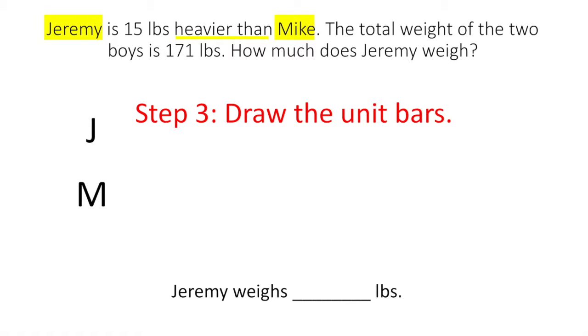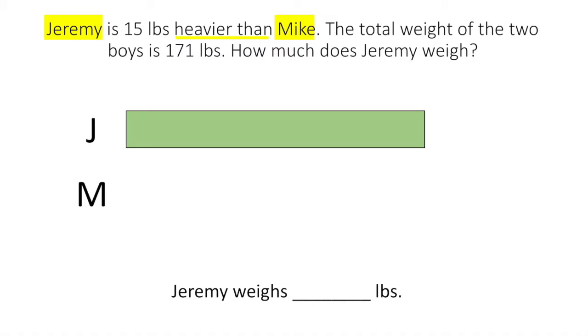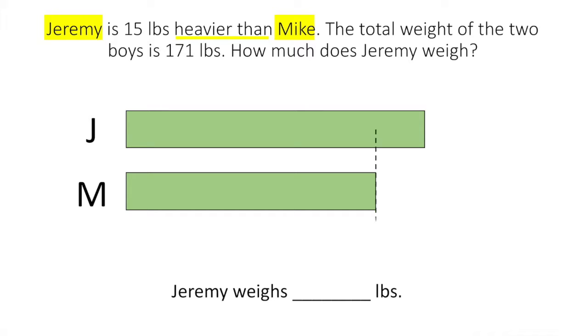Step 3 is to draw the unit bars. To do so, I want to read the information in the problem one line at a time, labeling as I go. I'll draw a bar to represent Jeremy, and since I'm told that he is 15 pounds heavier than Mike, I'll draw a shorter bar for Mike. I'll draw a dotted line coming up from the end of Mike's bar to illustrate and label how much heavier Jeremy is than Mike. The first sentence of the problem states that Jeremy's 15 pounds heavier, so I'll label this on my bar. I've filled in all information from the first sentence, so I'm going to go on to the next sentence, labeling as I go.